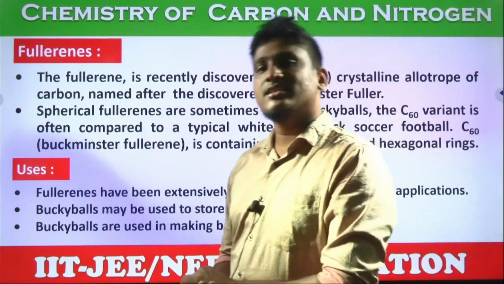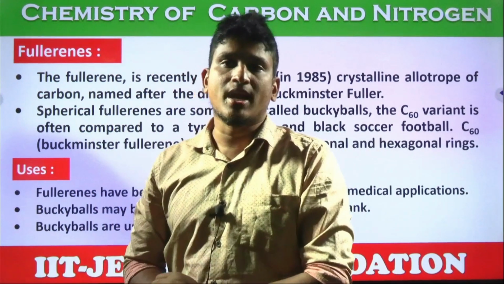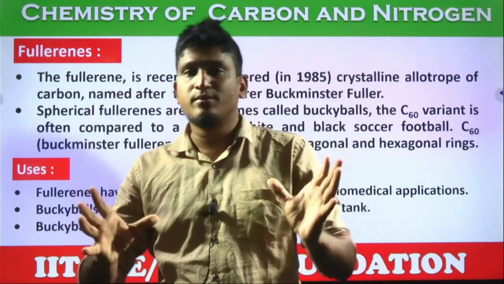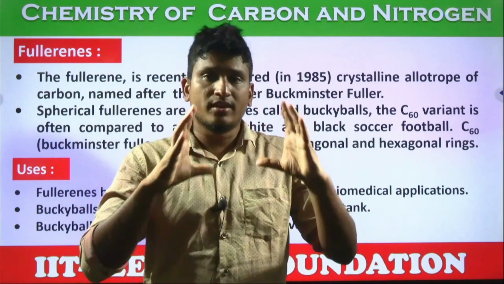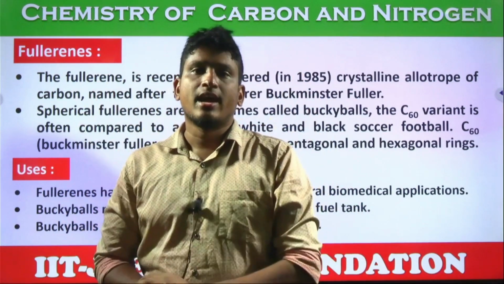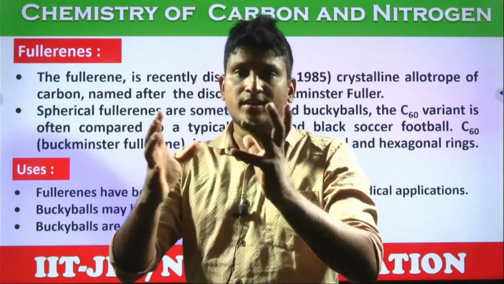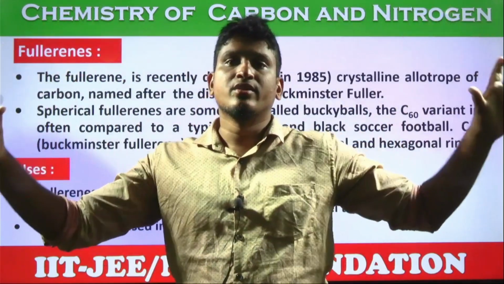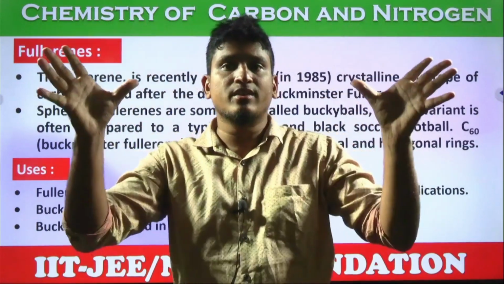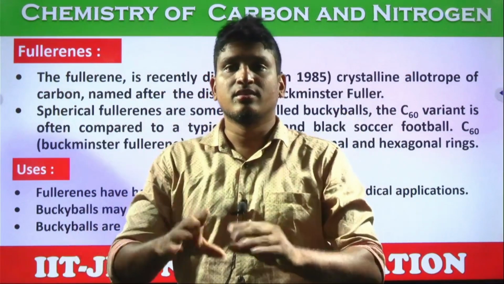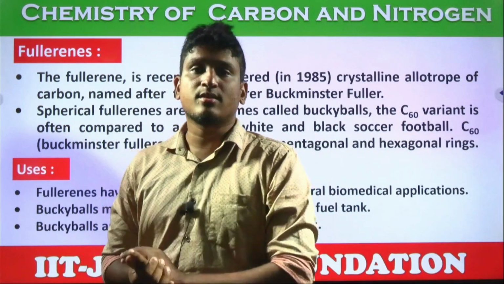Next, fullerenes. This is a very recent discovery, students. Fullerene, the formula is C60. It's like a ball shaped arrangement of carbon atoms, like a football. You know how a football has hexagonal rings as well as pentagonal rings. The same in fullerenes also, the shape is almost the same. They are called fullerenes because it is named after an architect called Buckminster Fuller. He created this dome kind of arrangement, and based on his structure, this C60 is given the name fullerene. They are also called buckyballs.